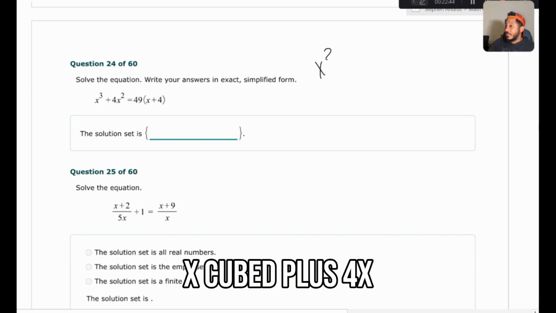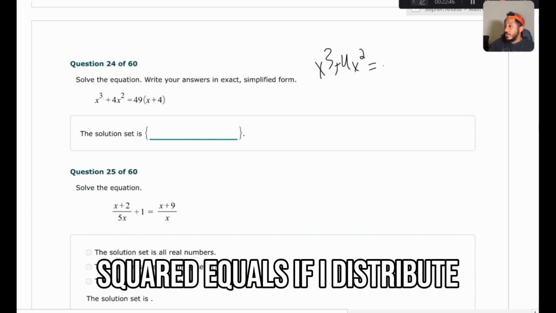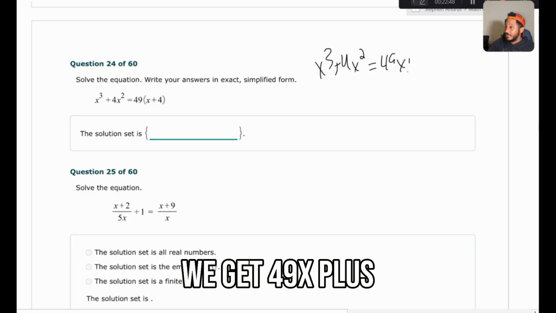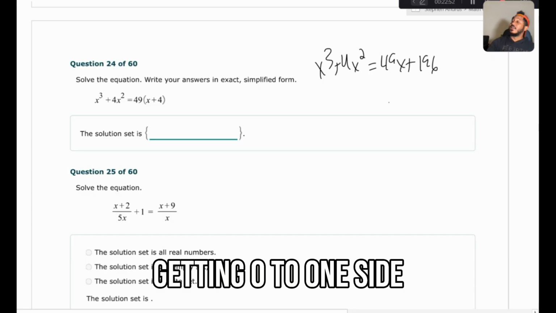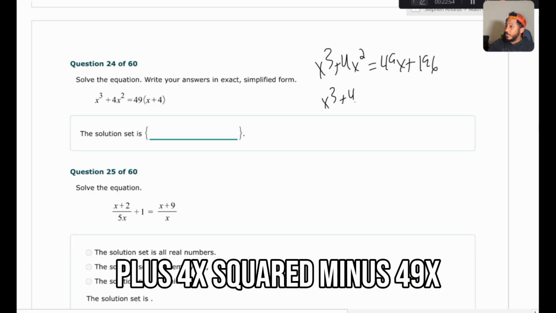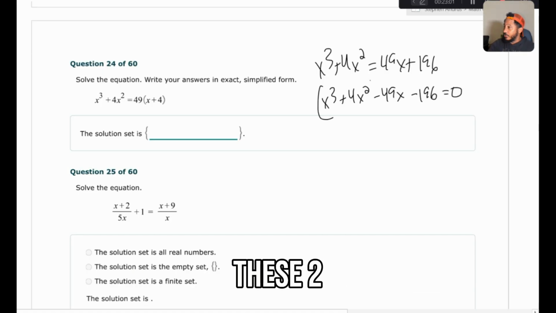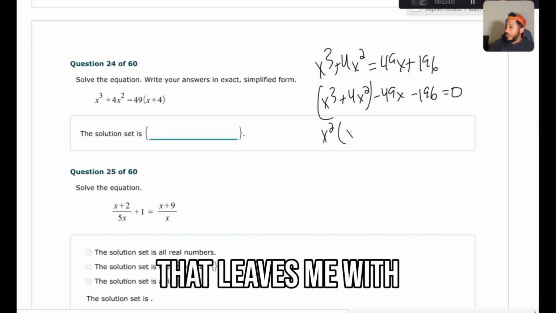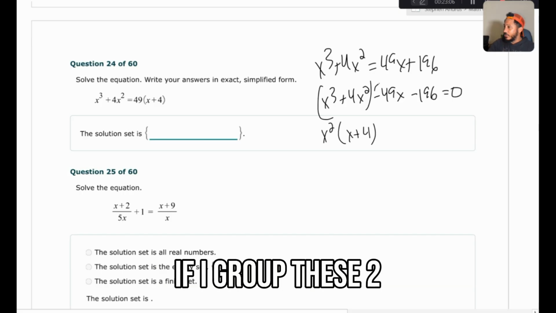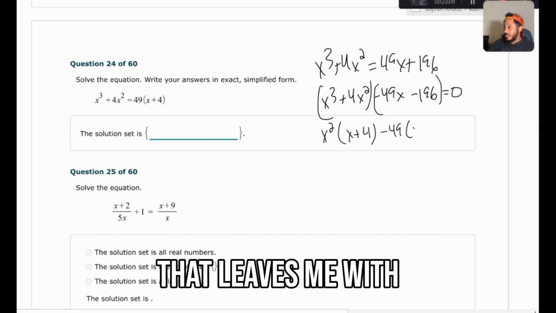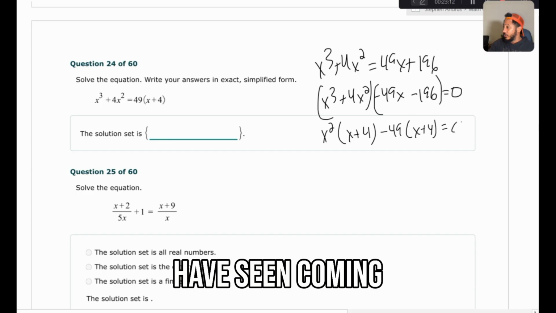So here we got x cubed plus 4x squared equals, if I distribute, 49x plus 196. Getting 0 on one side, we get x cubed plus 4x squared minus 49x minus 196 equals 0. And now we're factoring by grouping, right? If I group these two, their GCF is x squared. That leaves me with x plus 4. If I group these two, their GCF is negative 49. That leaves me with x plus 4, which we kind of should have seen coming.